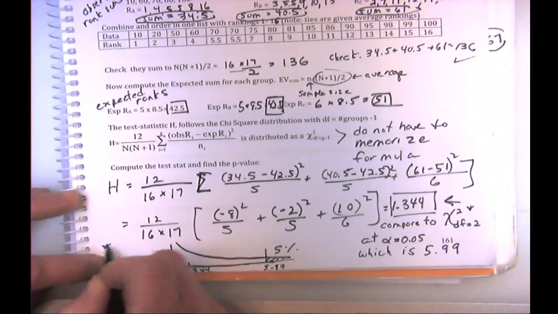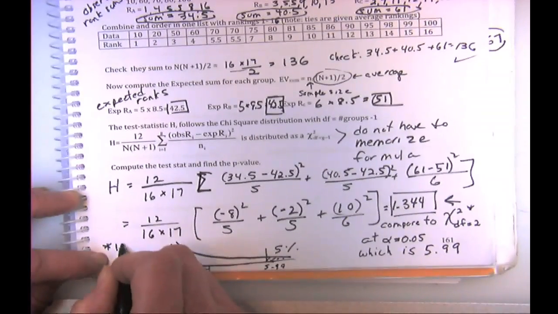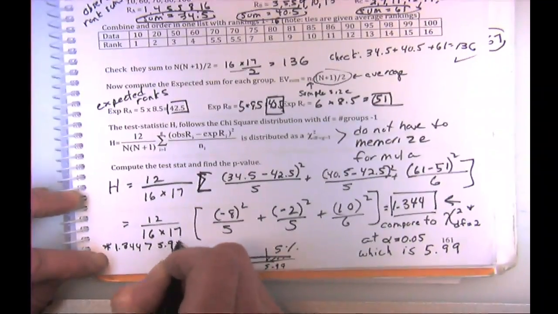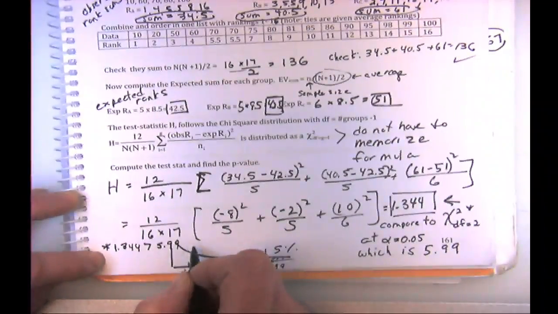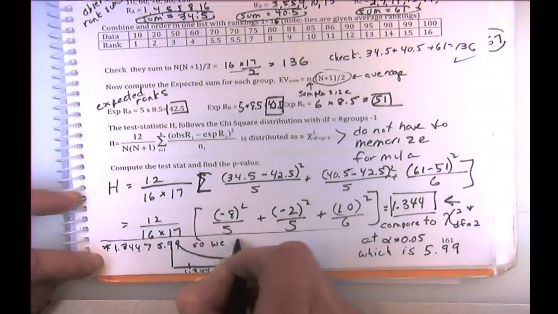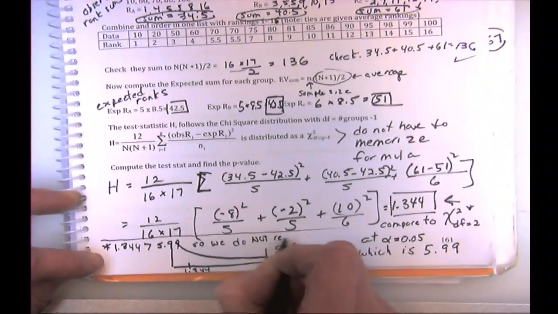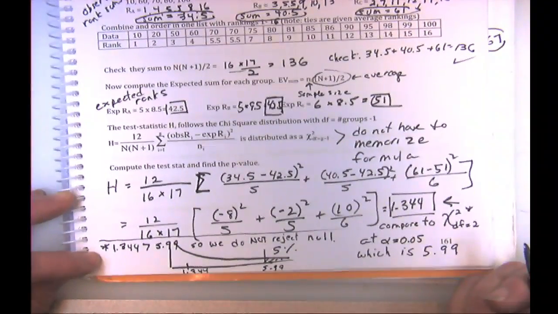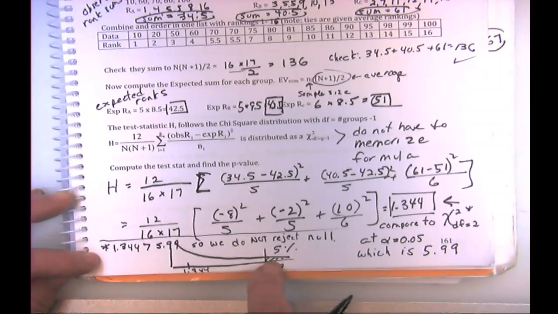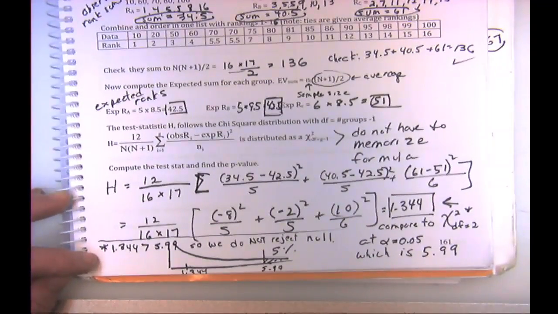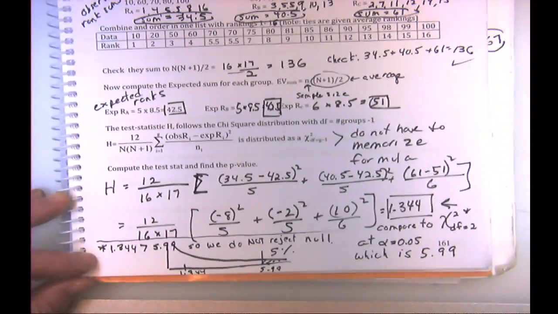So we can say that 1.344 is less than 5.99, so don't reject the null. Which is great for me because I wanted those exams to be the same. We don't reject the null. It has a very large p-value. And if you want to find out the exact p-value, you could look on the computer and get that. So that's the Kruskal-Wallis test.